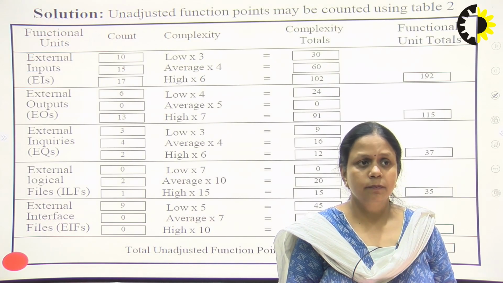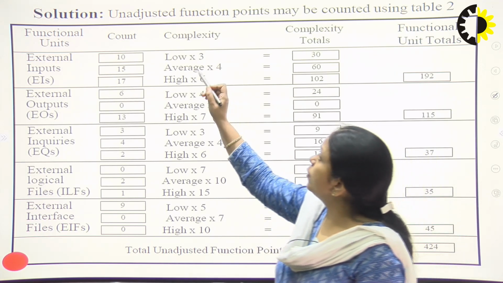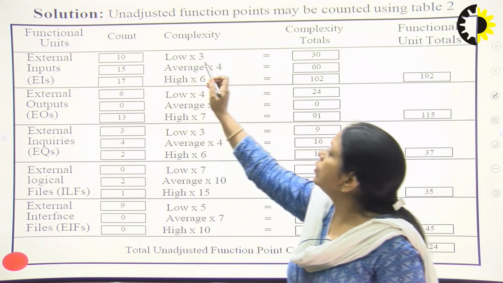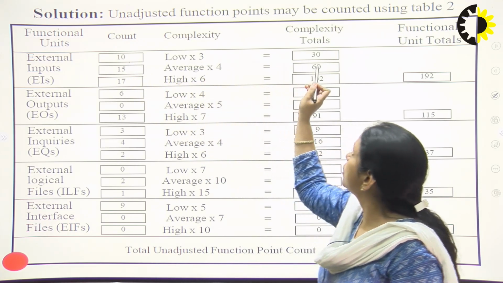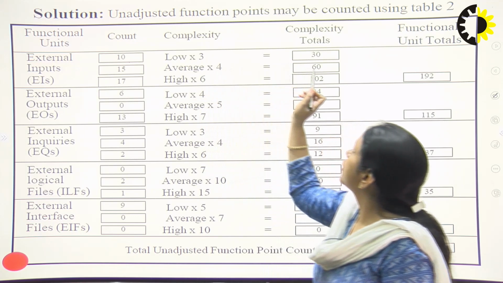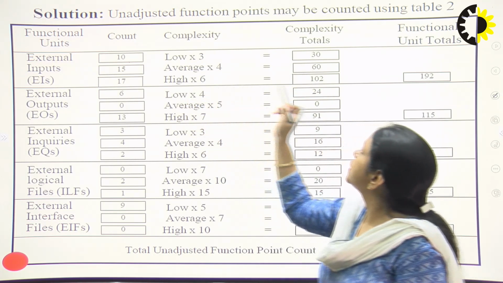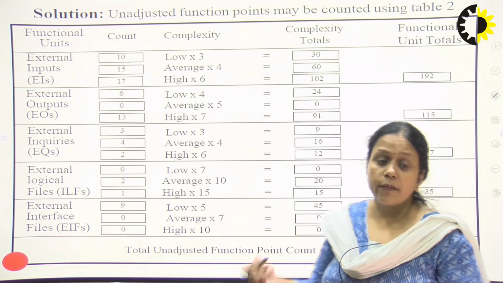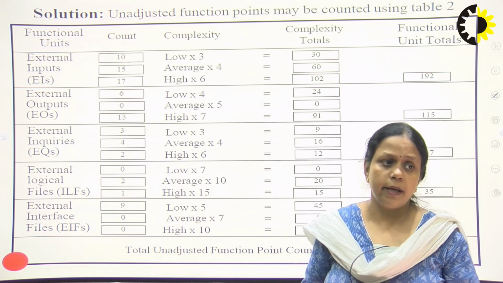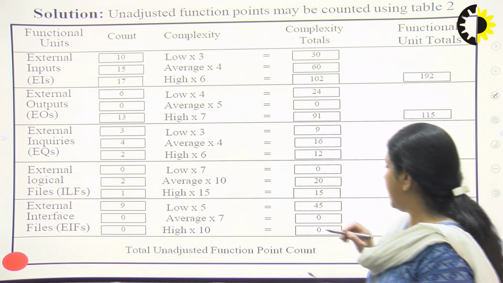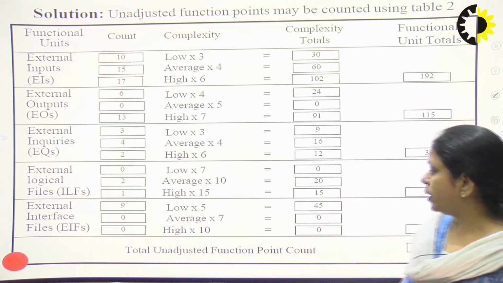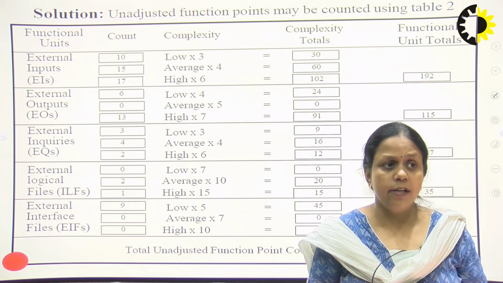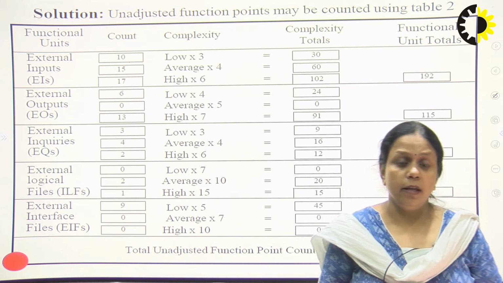You can see here, because in the external input we have low values also, 10 is a low value. So 10 into 3, which is equal to 30, 15 into 4, which is equal to 60, and 17 into 6, which is equal to 102, and then we will add these values. Likewise all function points are calculated here, and we will add them after that, and then we will find out the unadjusted function point if different categories of the different factors are given in the question.